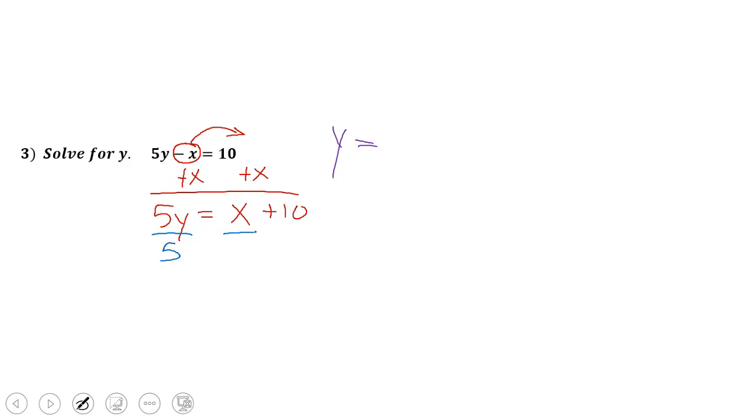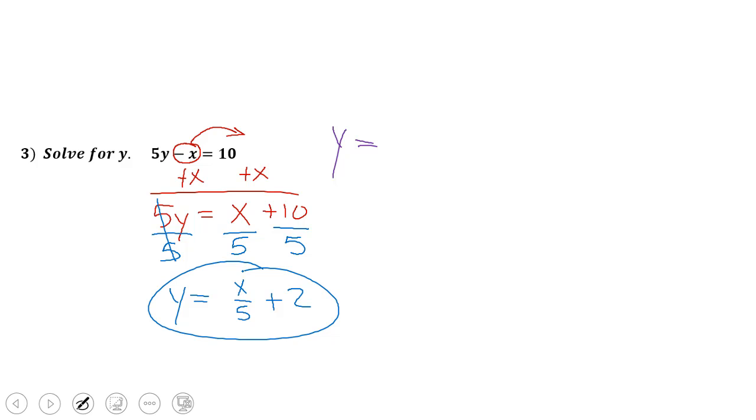So not only do I divide the x by 5, I have to divide the 10 by 5. Every single term is divided by 5. So this one cancels out, leaving you with y equals x divided by 5. We can't do any more than that. But 10 divided by 5 is 2. So this is one of the answers.